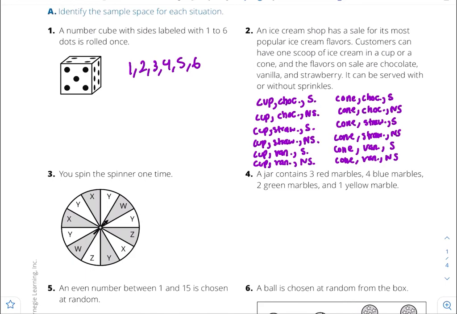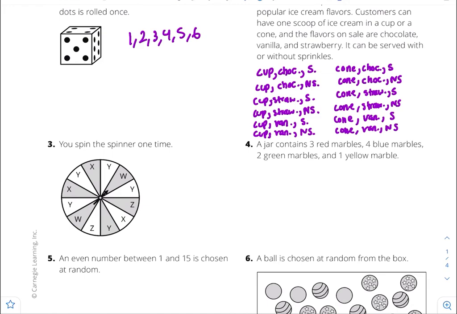Now for number 3. Again, sample space is all the outcomes. So how many W's do we have? 1, 2. So there's going to be 2 W's in your sample space. X's: 1, 2, 3 X's. How many Y's? 1, 2, 3, 4, 5 Y's. And for Z's, there's going to be 2 Z's. So that is the sample space for the spinner.